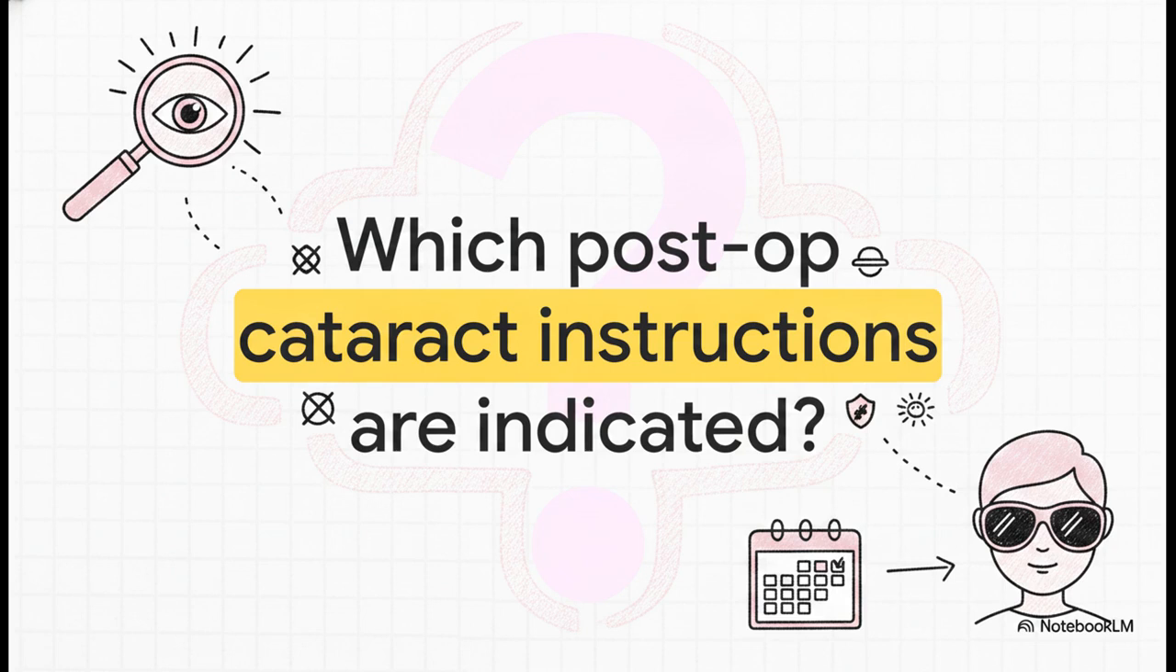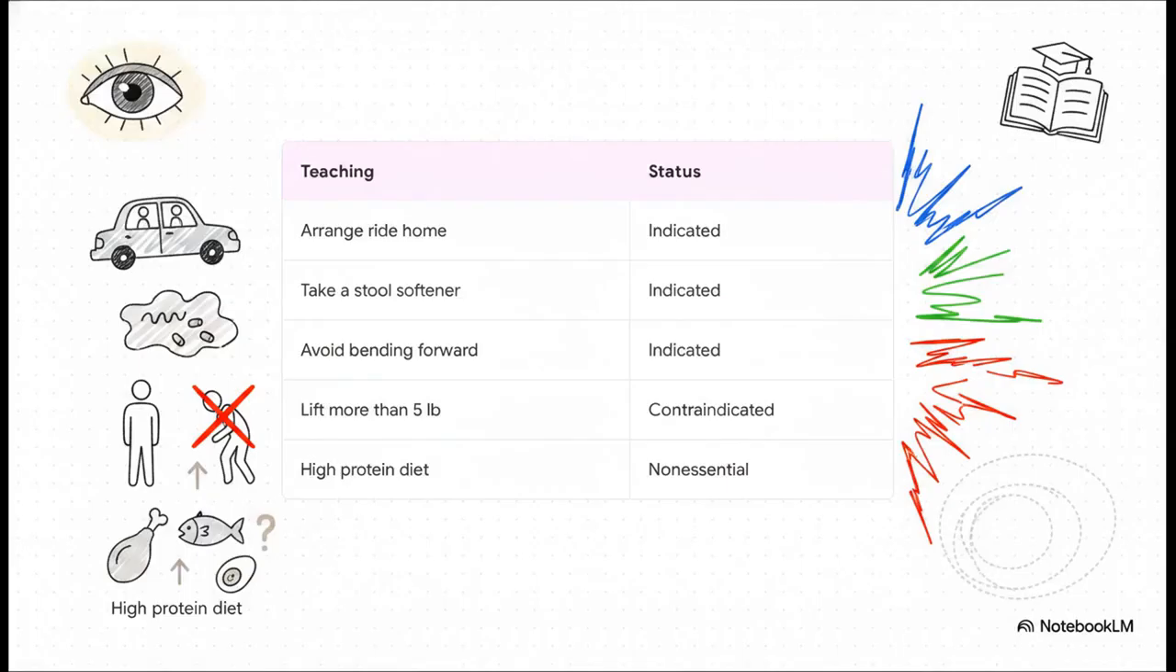Here is a next-generation NCLEX matrix question that evaluates a patient's post-cataract discharge teaching. We have to figure out if specific actions are indicated, contraindicated, or totally non-essential for a 72-year-old woman heading home after getting a left eye lens replacement. Now, what's really interesting about this setup is how it directly tests our understanding of intraocular pressure. So, arrange for someone to drive you home? That's clearly indicated. Take a stool softener? Also indicated, because it safely prevents straining.